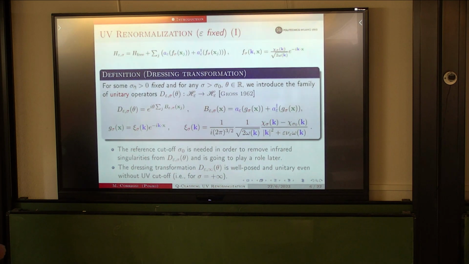So you fix some reference sigma naught. This is going to be taken large later, large compared to, say, 1. It's fixed from the outset, but sufficiently large to ensure self-adjointness. I will come back to it. Now, you fix this reference sigma naught, you take sigma larger than sigma naught, and some theta, a real number. Then you can introduce a family of unitary operators, which is in fact a unitary group, which gives you the dressing transformation or Gross transformation, if you like. It's in fact a dynamics, as was pointed out by Nicolai. You may think of it as another dynamics on your system.